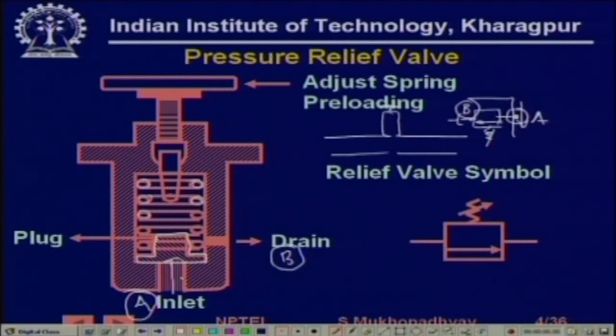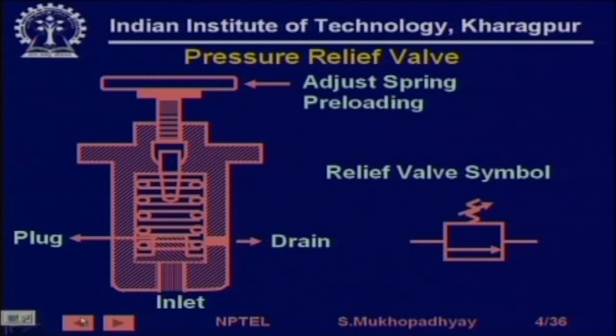But if the pressure at this point goes high, then this will be pushed up, and the fluid will flow through this to the drain. So, that is the path. This is the operation of the pressure relief valve.